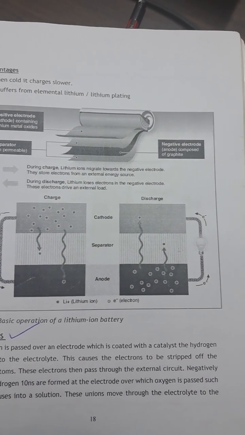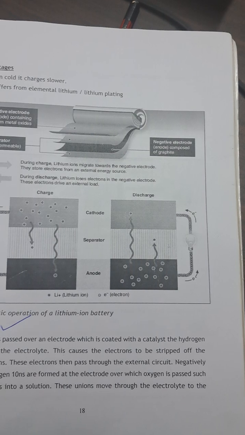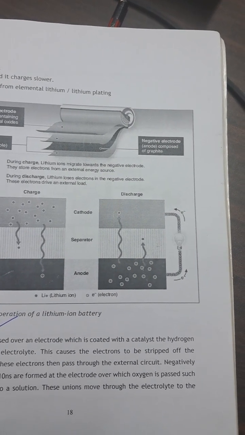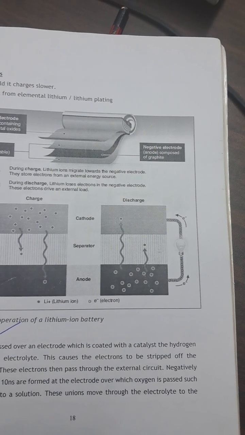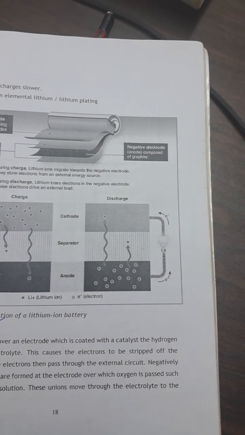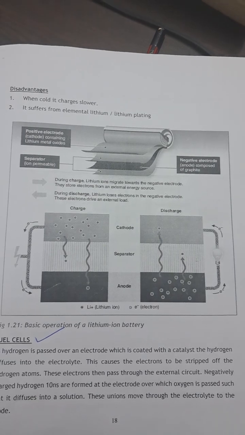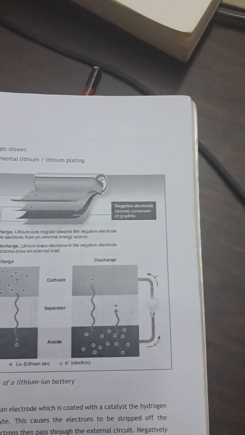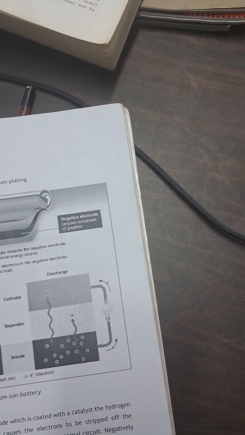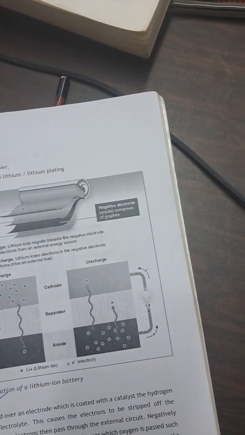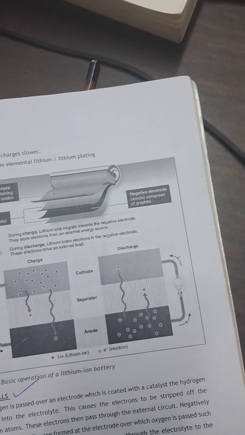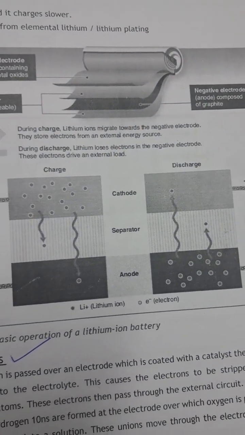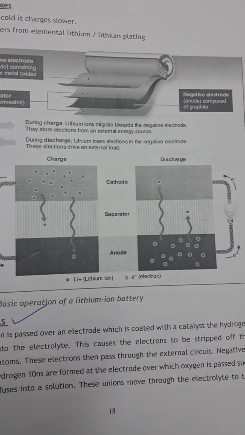During charge, lithium ions migrate towards the negative electrode and store electrons from an external energy source. So the lithium ions are stored in the negative electrode, which is the graphite. Then during discharge, lithium loses electrons to the negative electrode, and these electrons drive an external load. So the lithium loses the electrons through an external load, and in the process, an external load is supplied with what? With current. So you see, the basic principle still applies again.